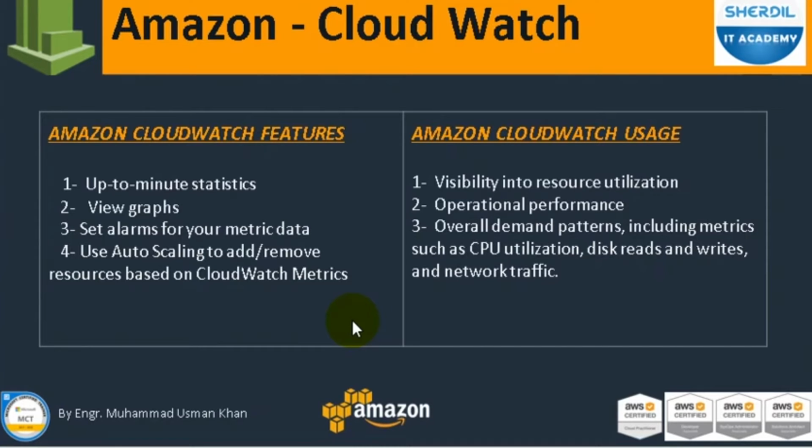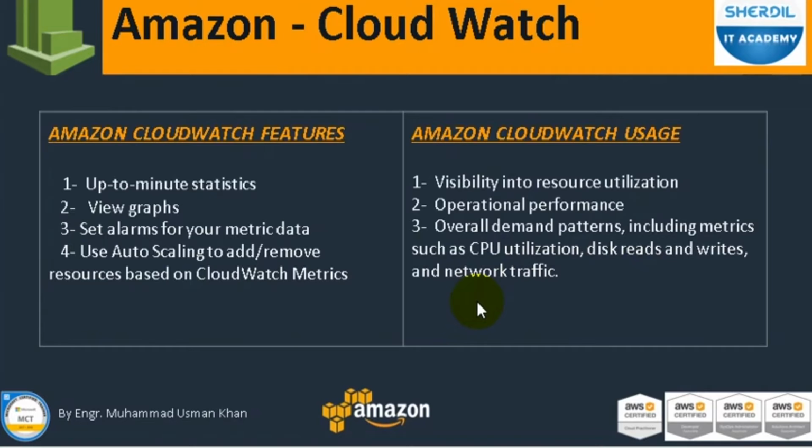Use auto scaling to add or remove resources on the basis of CloudWatch metrics, especially the CPU metrics. Like I said, whenever the CPU goes to 70% or above in a 5 minute interval, the machine should scale up to 2 machines or 3 machines, and when the CPU goes down to 30%, the machine should terminate automatically.